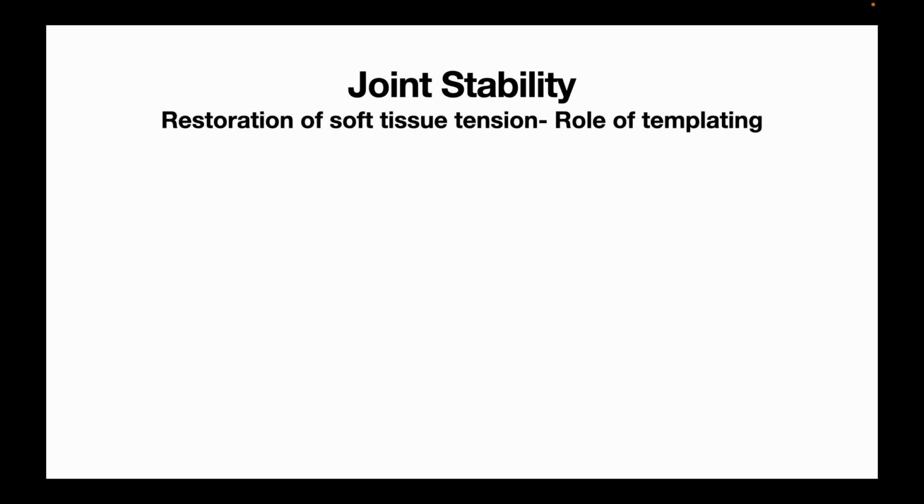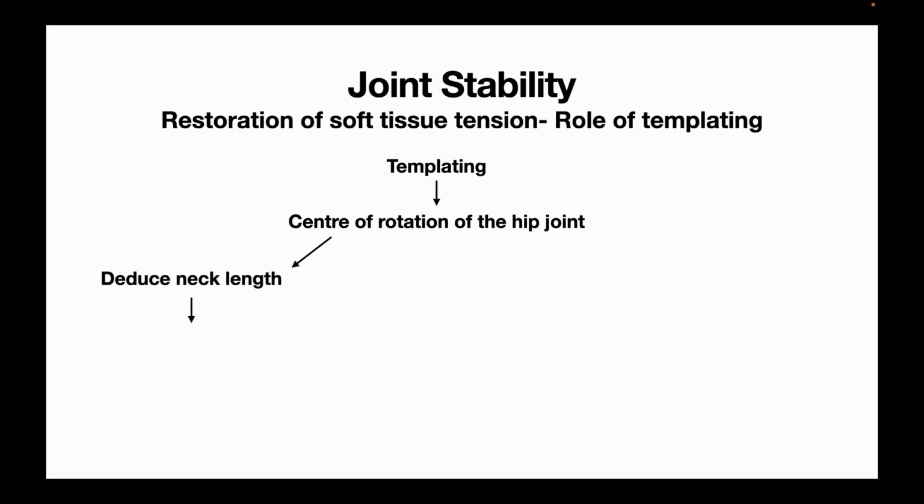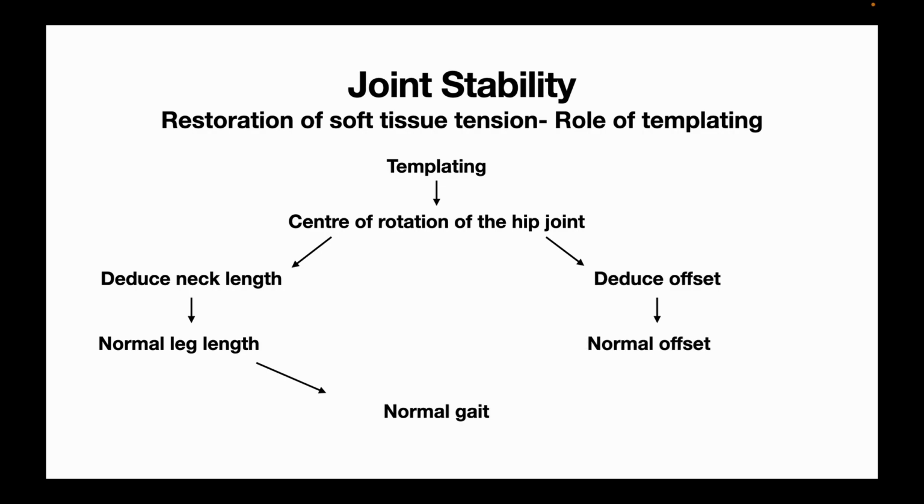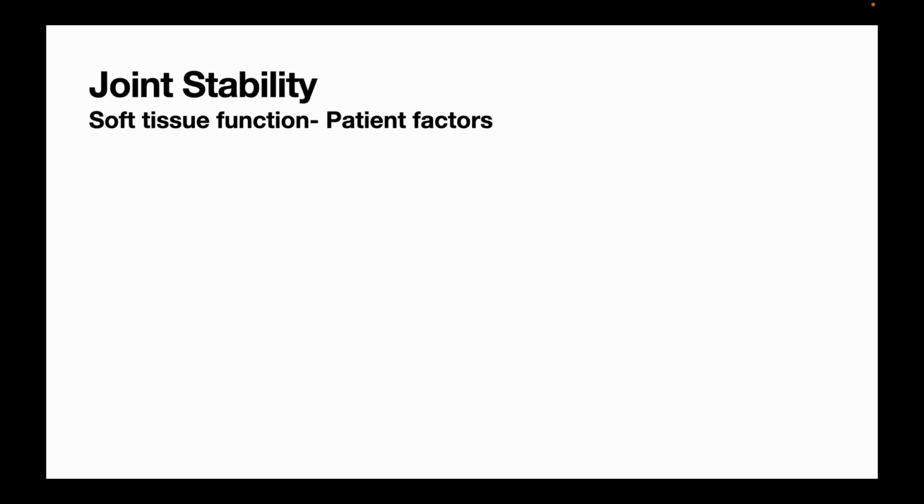One of the important pre-surgical tools in adequately restoring the soft tissue tensioning is templating. By templating, the center of the hip joint is identified and an appropriate neck length is deduced from that. When replicated at the time of surgery, it results in a normal leg length and hence the normal gait. From the center of rotation of the hip, we can also deduce the offset. By restoring the offset, we once again achieve normal gait.